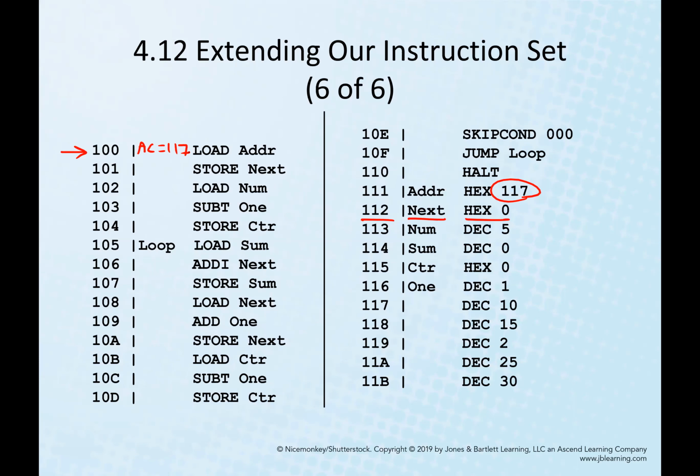Then store NEXT. What does store NEXT mean? NEXT is a label. Which value? The value in AC, it's not 0. Store the value in AC at which location? 112, which is NEXT. So after running the second line, address 112 will have the value 117.